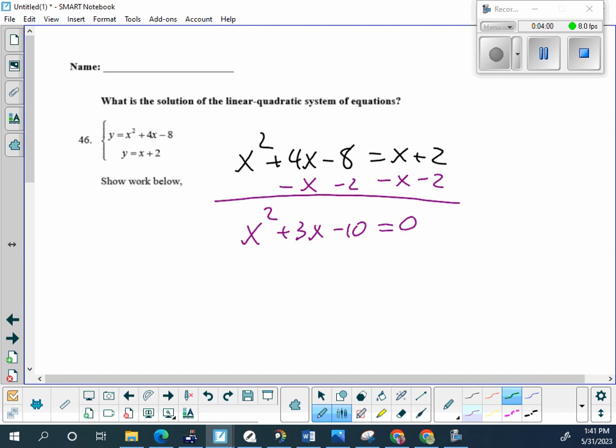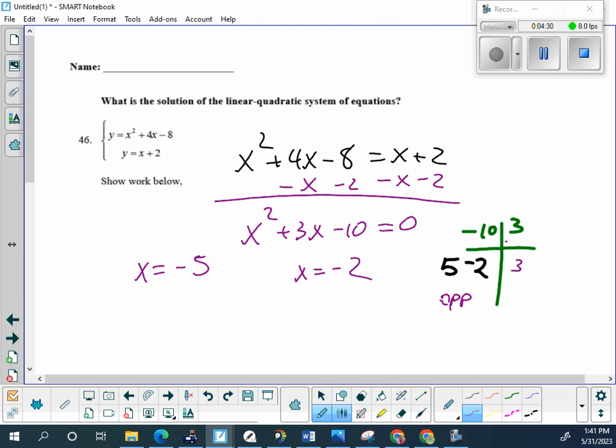I can use quadratic formula, or I can go factors of negative 10 that add up to 3, and I believe it's 5 and 2. The 5 would be positive, and negative 2. And again, my answers are the opposite of what's in the chart. Make sure I did this right here. Yes, that adds up to 3. Okay, so x could equal negative 5, or x could equal 2.